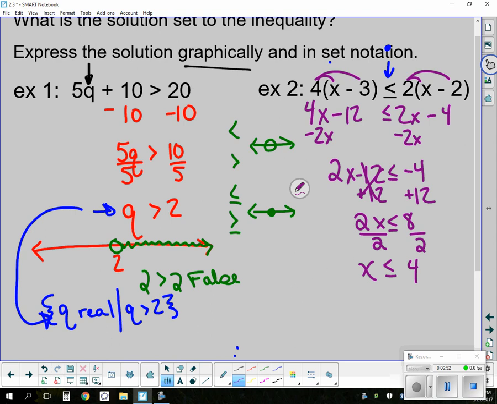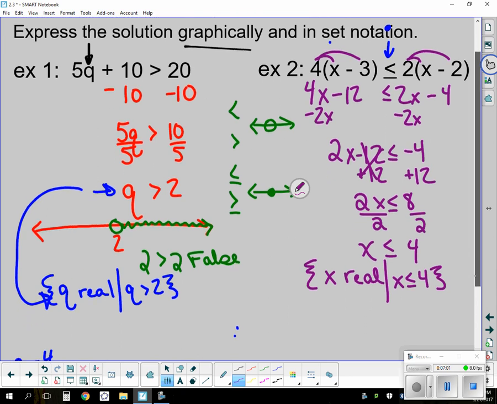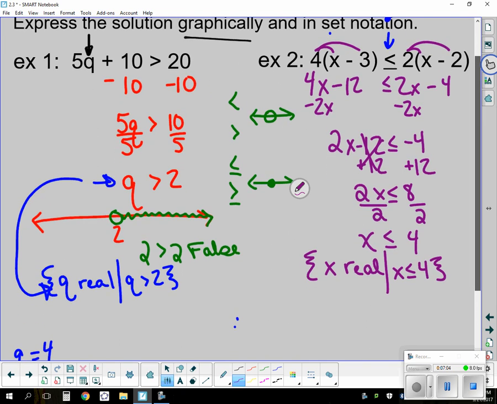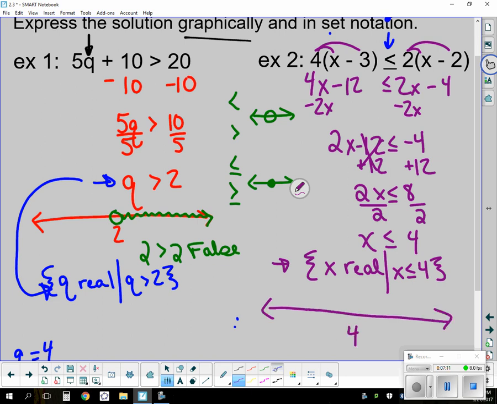Okay, so set notation. X is real, x is less than or equal to 4. So again, if you have an infinite amount of solutions or too many solutions to list out, you're going to use the description in the set notation. For your graph, we need a number line with a 4 labeled on it. Closed dot, because we want to include 4. We could be exactly equal to 4. And then where are your numbers less than 4? They're to the left.